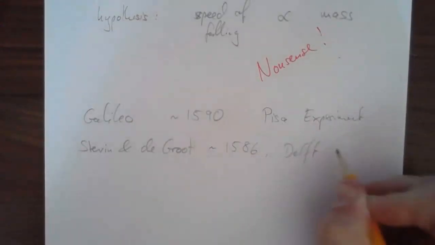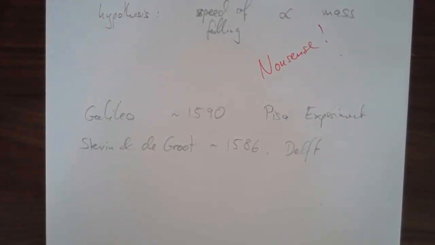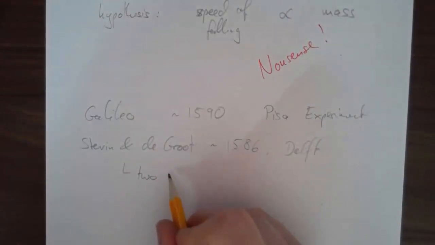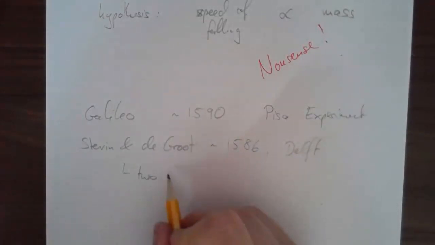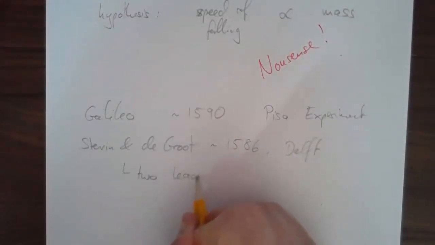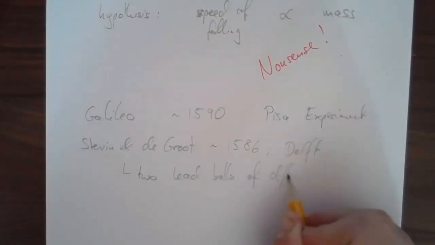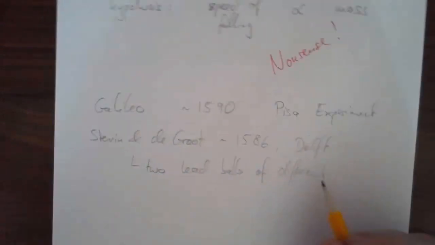It was in Delft, and they dropped two lead balls of different sizes and showed that they were falling at the same rate by finding the time for them to hit the ground, which turned out to be the same. Two lead balls of different sizes. And I encourage you to look up these experiments, go online, find some resources, and just read around a bit on what we're learning.